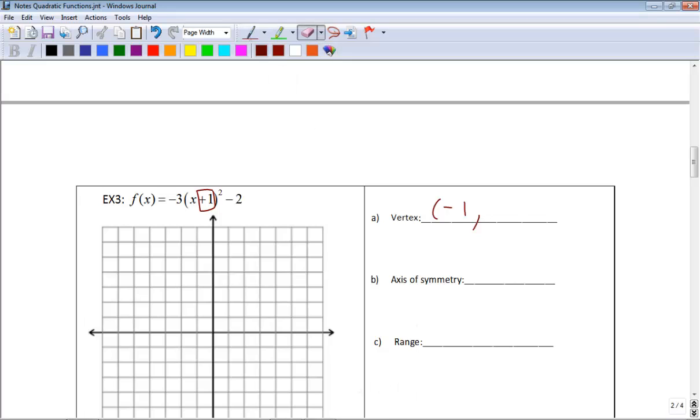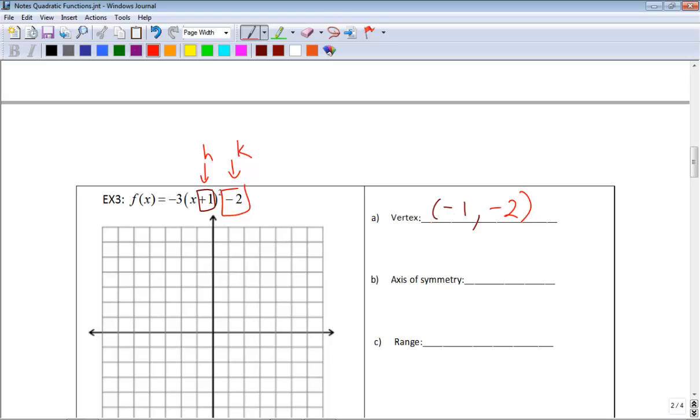Do I have a vertical shift for this function? Let's see. I have that minus 2. So my vertical shift is down 2. So the h here is negative 1 and my k value is negative 2. Remember, horizontal shifts are always going to be opposite. So if this is a plus, we would write minus.